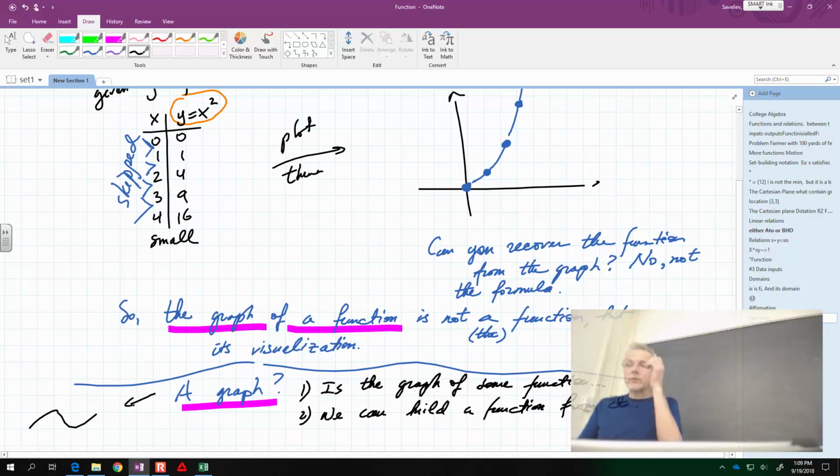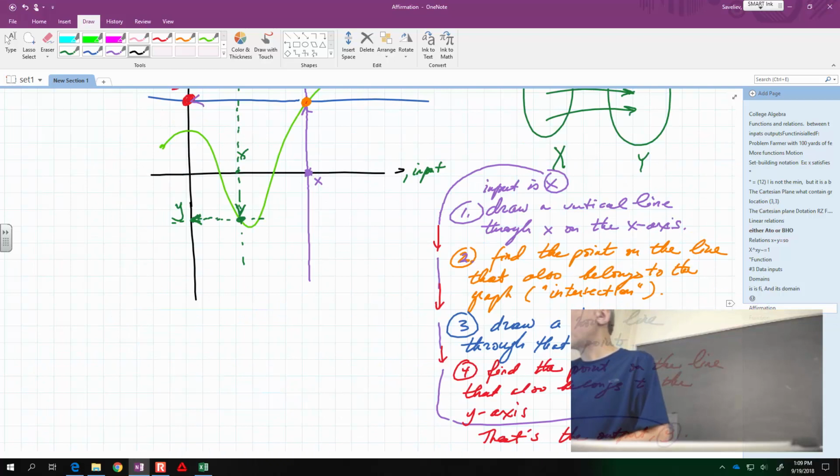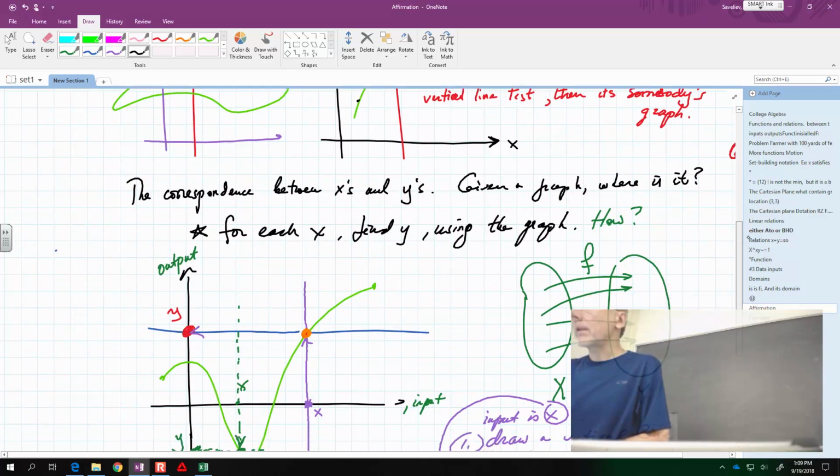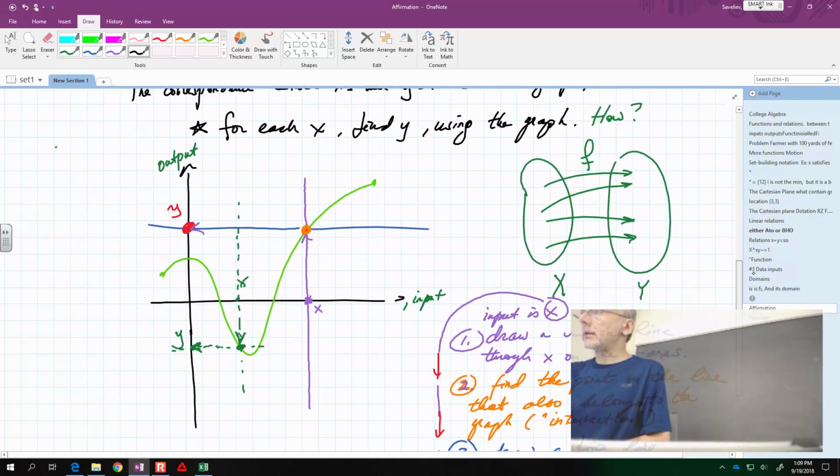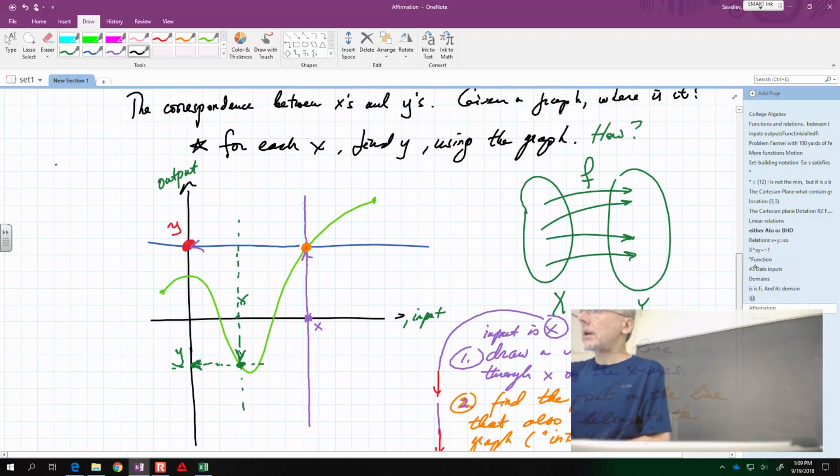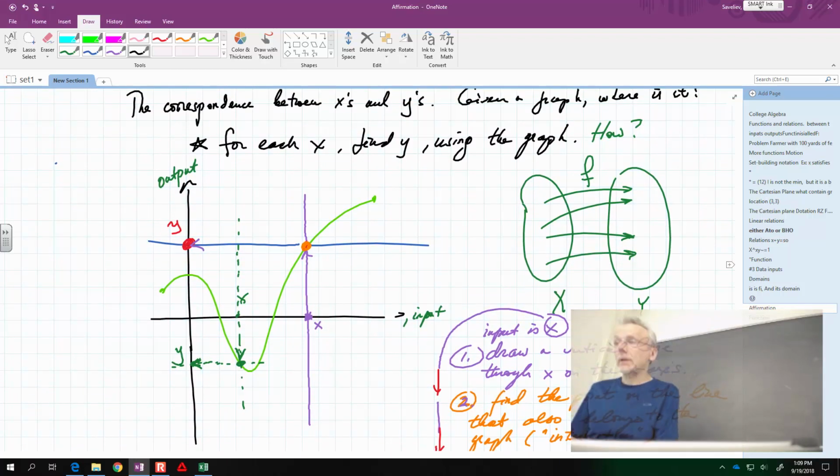Just on the xy plane, you have some curve drawn or something else, and then we can, or at least can try to build a function from it. That's what we did last time. So let me refresh your memory about that. So this is what we did. If we look at it right here, all we have is a curve.